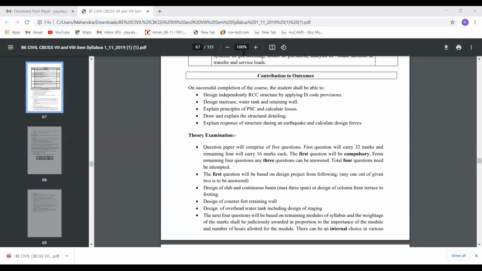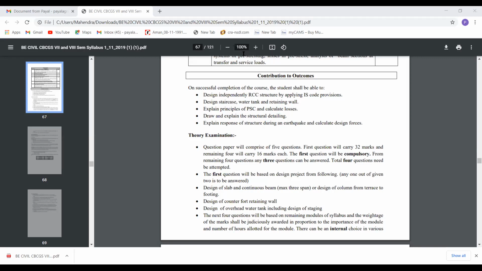In that, two options were there. The first one is the design of the comprehensive building, and the next option is the design of the rectangular water tank. Both questions carry 32 marks, and that one is the compulsory question. But since the syllabus changed from last semester, they might change the marks. They might keep it at 32 marks, or they might make it 40 marks. We don't know exactly how much weightage they will give. But up till last year, question number 1 has been of 32 marks.